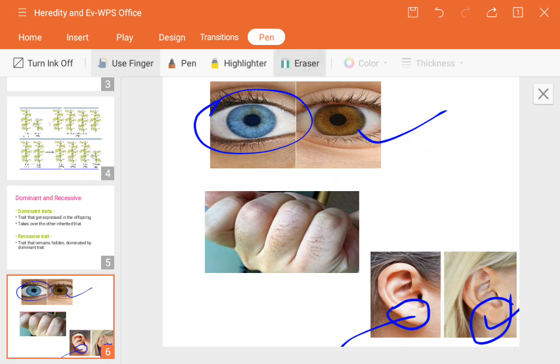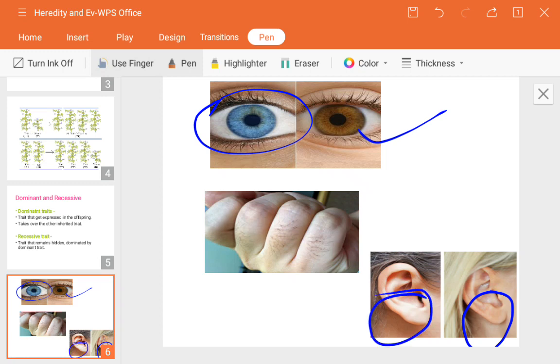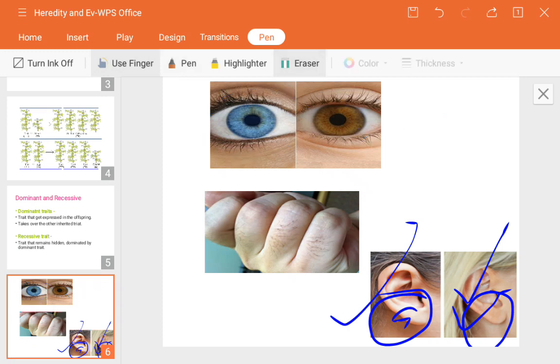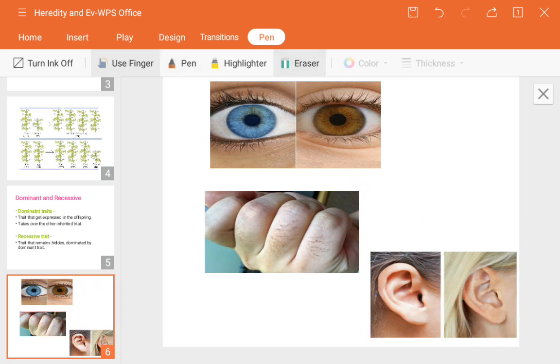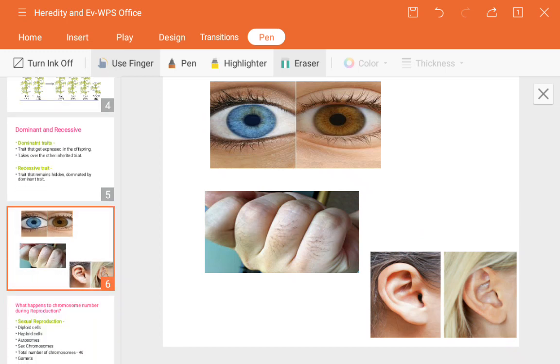See, in this case most people have this type of ear, meaning a free lobe. In rare cases this type of ear lobe appears, that is the attached one. That's why it is a recessive one and this is a dominant one. This character always gets hidden by the dominant trait. So these are the basic things which we normally see in our day-to-day life. That's why I have given these examples, just to understand dominant and recessive.